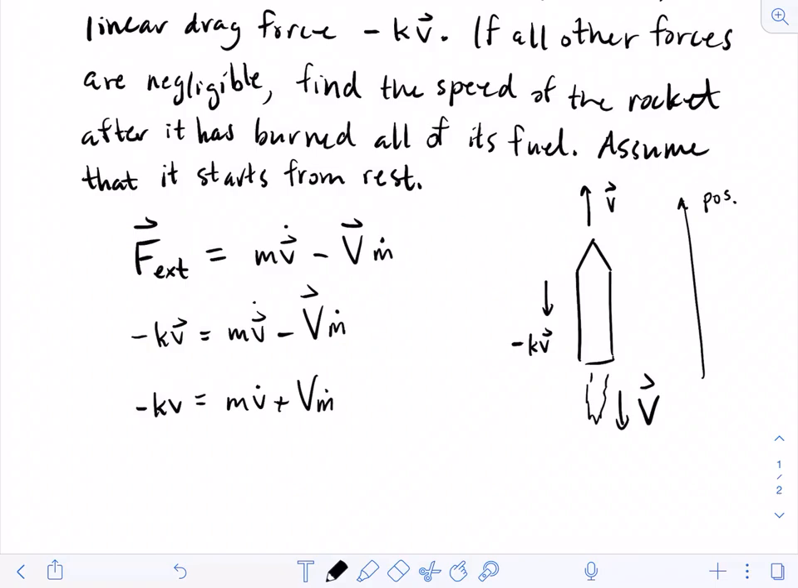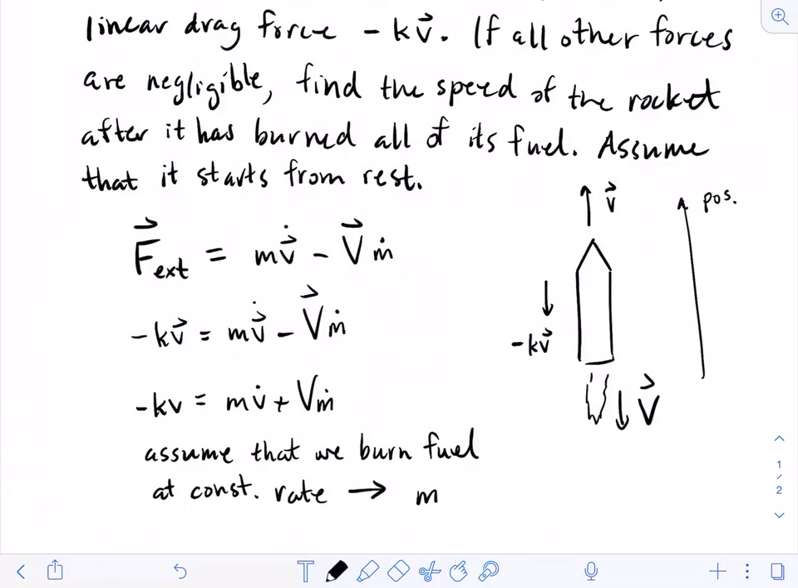Okay, so what we're going to do in our approach is assume that we burn fuel at a constant rate. And really what that means is that we're assuming that m dot is equal to a constant.